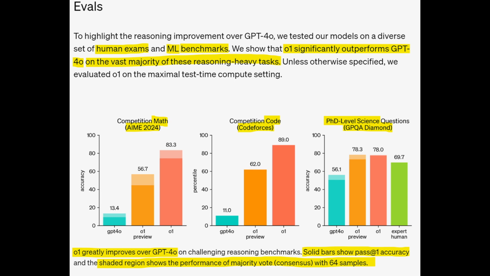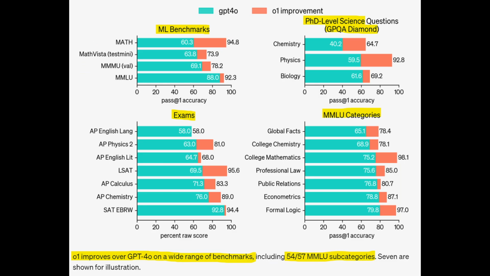Now, if we take the GPQA Diamond, which is a difficult intelligence benchmark which tests for expertise in chemistry, physics, and biology, we see that O1 surpassed the performance of human experts, becoming the first model to do so on this benchmark.